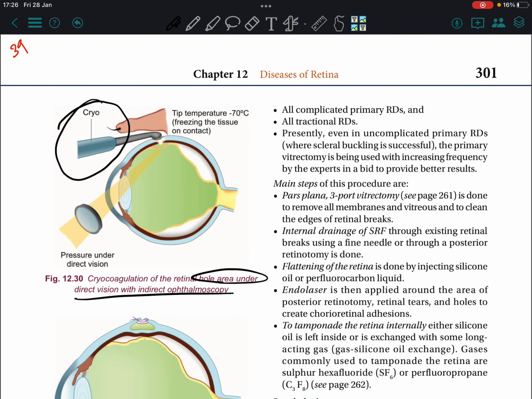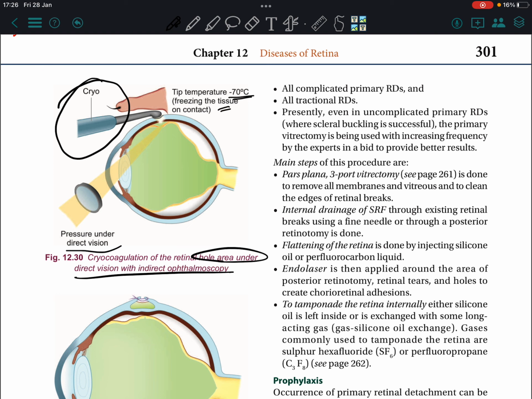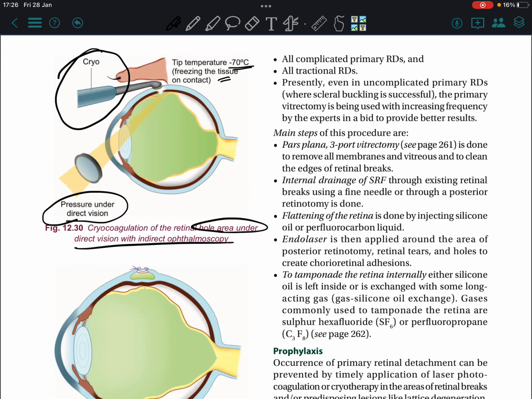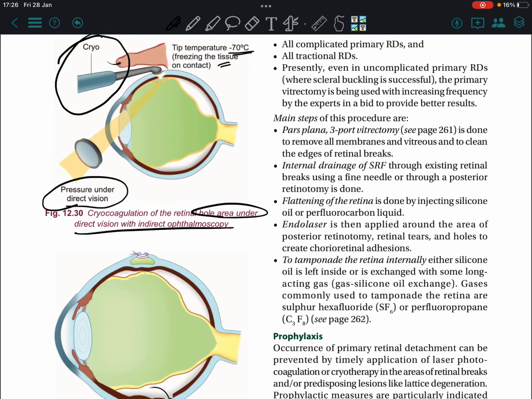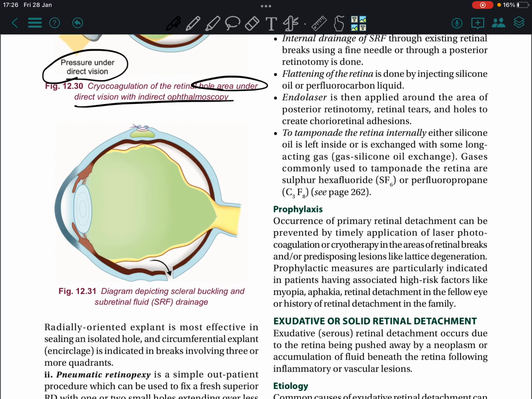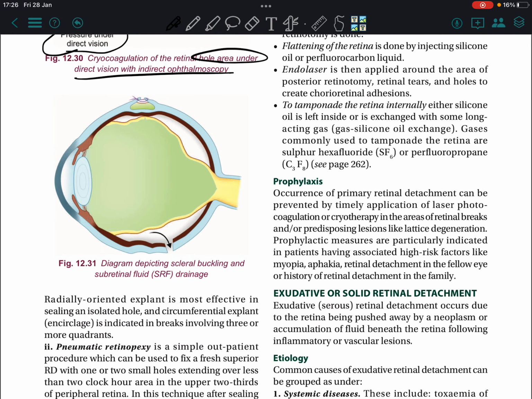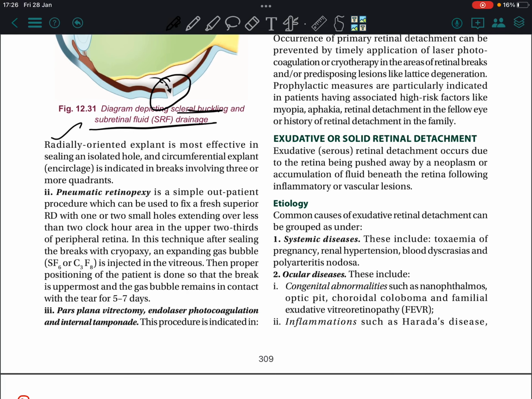Cryo is done under low temperatures. Tip temperature is -70°, freezing the tissue on contact. Pressure under direct vision. It causes the sealing effect at the ora serrata. Then a diagram depicting scleral buckling and subretinal fluid drainage. Scleral buckling and subretinal fluid drainage.